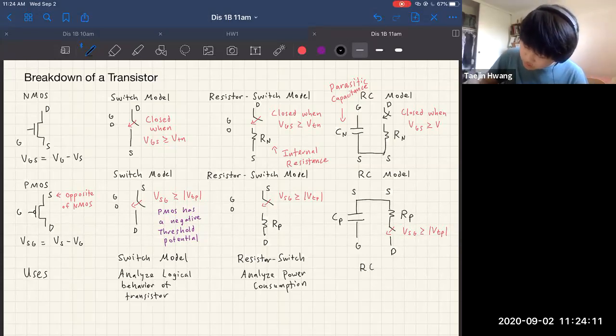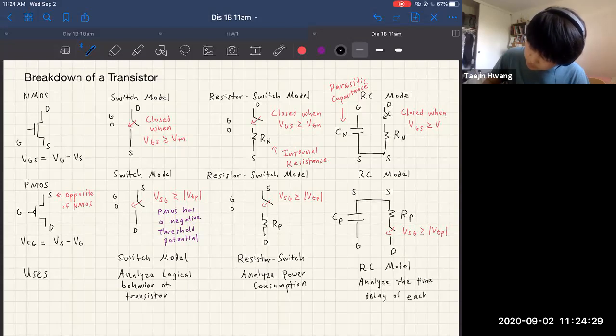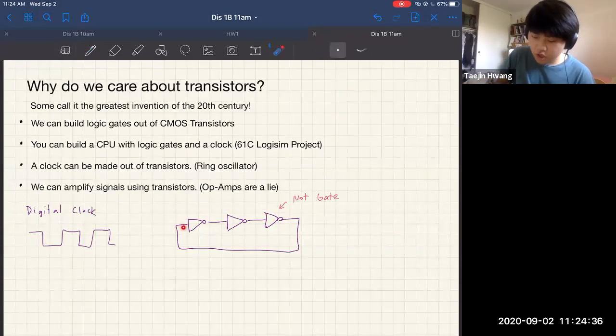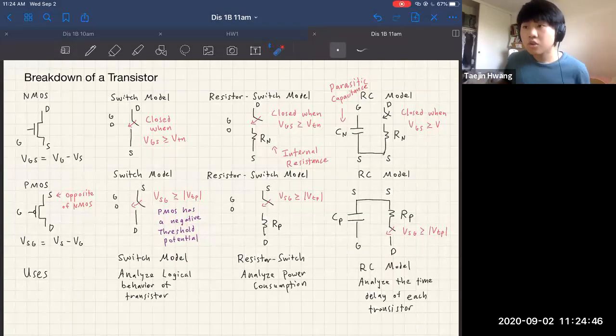And then the RC model is something we'll see later in the following lectures. I think we'll start looking at it next week. It's really used to analyze the time delay of each inverter or each transistor. So if you look back at this clock model, if you input a true here, it's going to take some time for this true to switch to a false. So that's when we like to use the RC model.